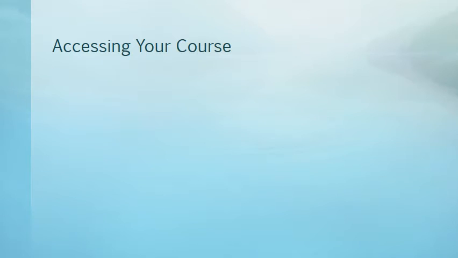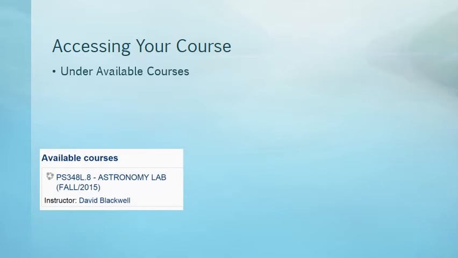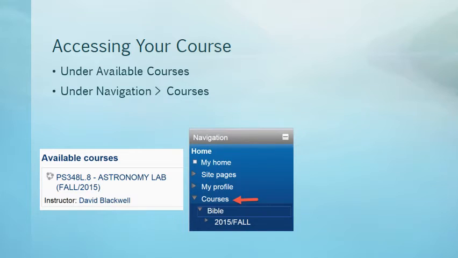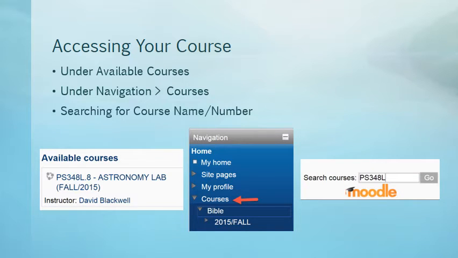A few quick navigation tips. You can access your courses in one of three ways. You can do this by locating the course on the course home page under the list of available courses, navigating to the course by selecting the course under the navigation block and choosing the subject and semester you would like to access, or by scrolling to the bottom of the screen and searching for the course name or number. Click on the course name to access it.